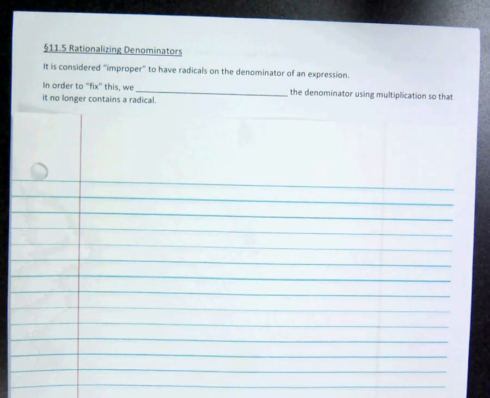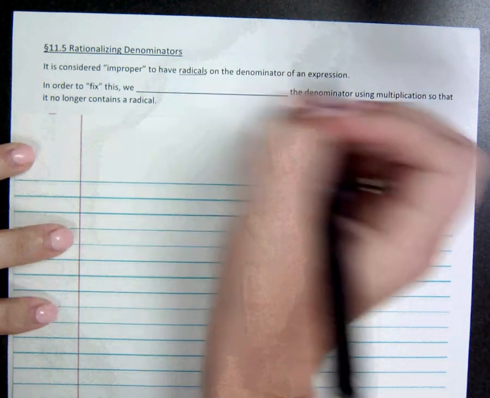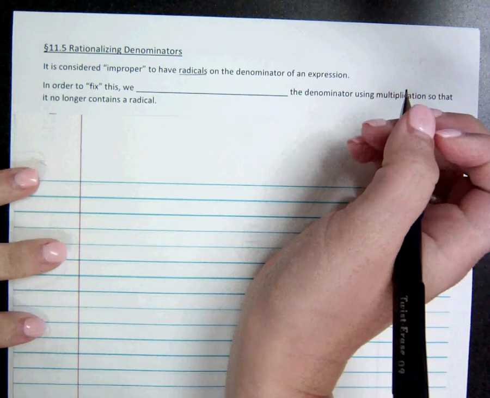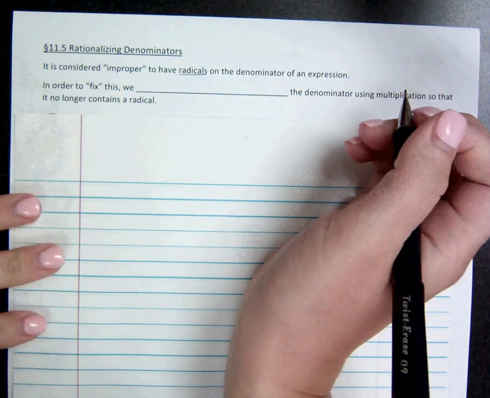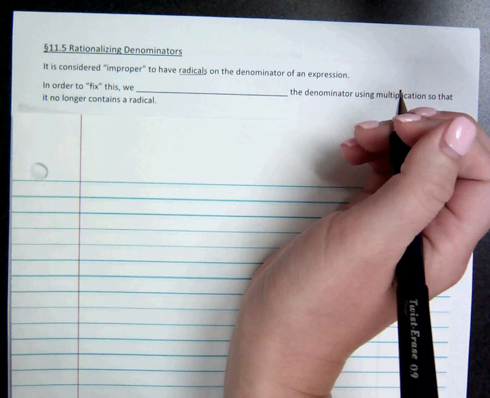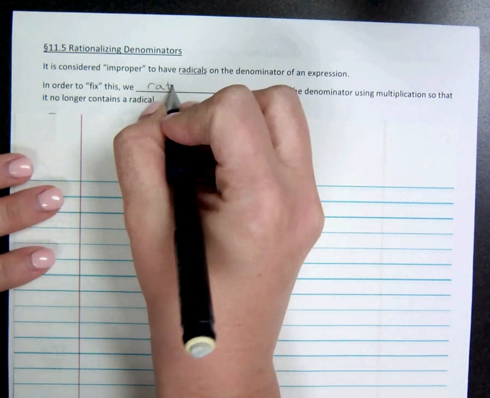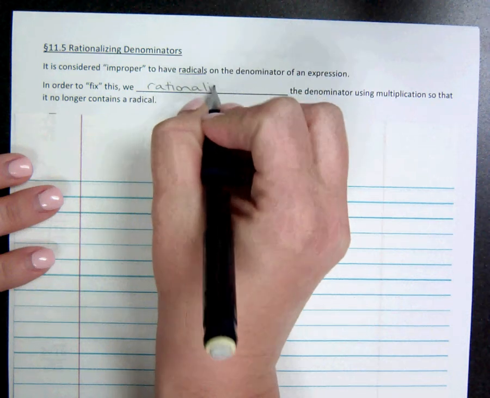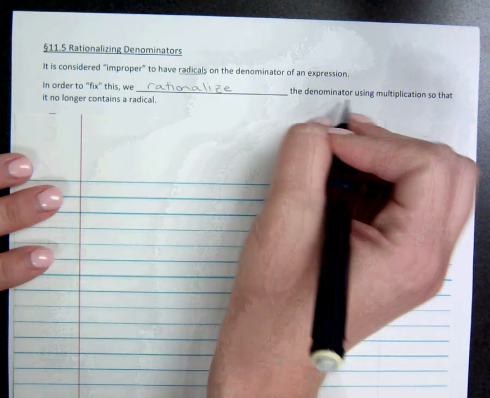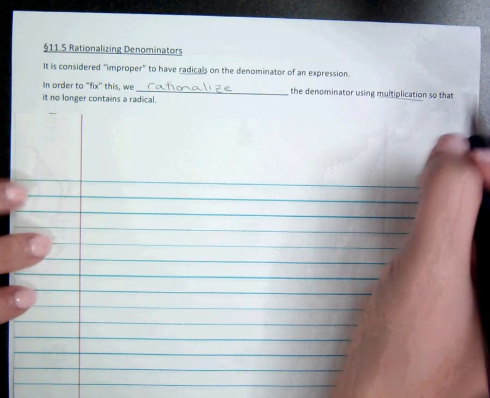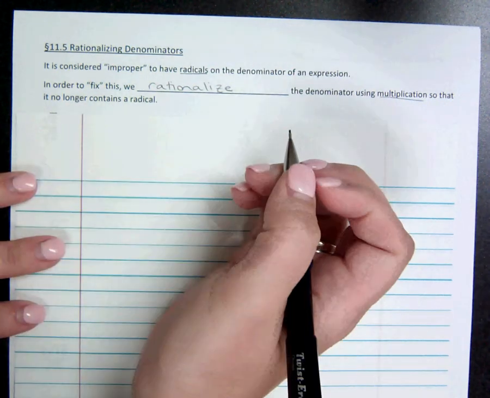This is section 11.5 in your textbook on rationalizing denominators. It is considered improper to have radicals on the denominator of an expression. So any square roots, cube roots, anything like that on the denominator is considered improper. In order to fix this, we do something called rationalizing. We rationalize the denominator using multiplication so that it no longer contains a radical.